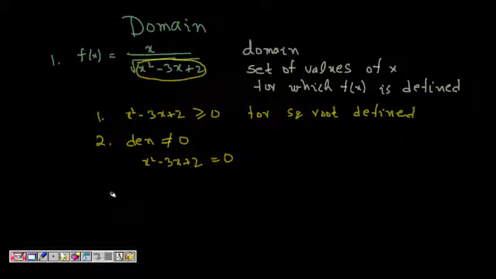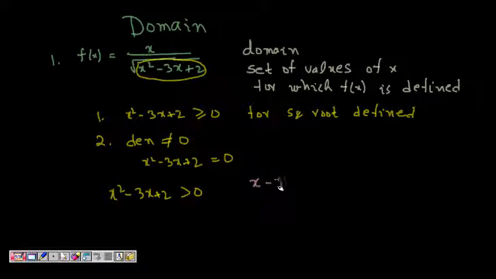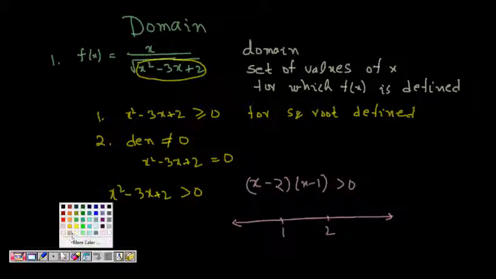So the intersection of 1 and 2 will become x square minus 3x plus 2 is greater than 0. Now we have to solve this inequality. If we factorize it, x minus 2 times x minus 1 is greater than 0. Now just draw a number line and get the values of x for which this is 0. We know that it is 0 for 1 and 2. Now check the value on this side: if x is 3, then 3 minus 2 is 1 and 3 minus 1 is 2, so it is positive, so this side is greater than 0.